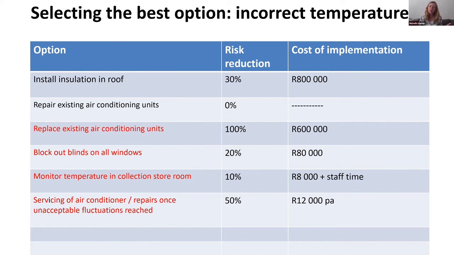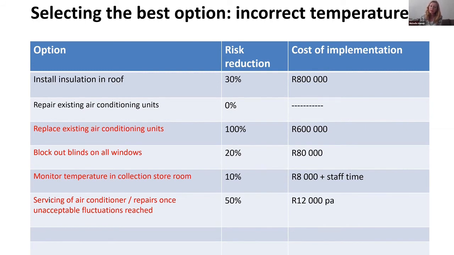Repairing existing air conditioning units, I've put naught, because the people have told me that these things are now 30 years old and you can't get the parts to repair them. Not an option. I just take it off the table. If I put in new air conditioning units of the right kind, I can remove this risk completely. It'll avoid it, and it'll cost me 600,000 Rand. I can also put block-out blinds. They're cheap, 80,000 Rand. I can do that just in the room where the specimens are, but it's not going to solve the problem. It'll reduce it, about a 20% reduction.